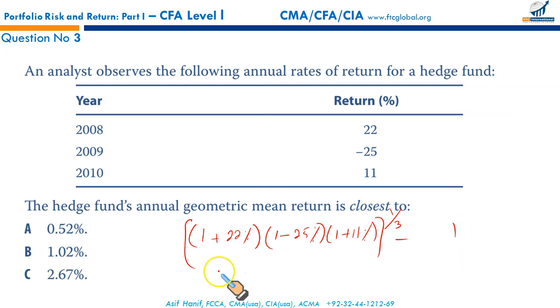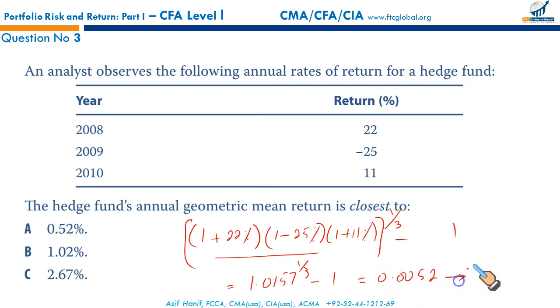Okay, now if you simplify this part, you will get 1.0157 raised to the power 1 by 3, and minus 1. If you deduct 1 from this, you should get 0.0052, which if expressed in percentages would be 0.52%, and that makes A the correct option.